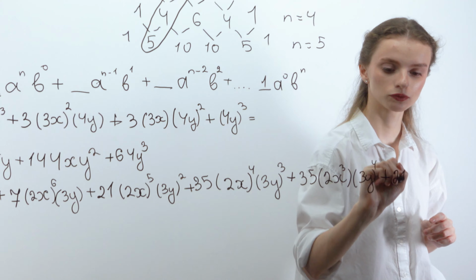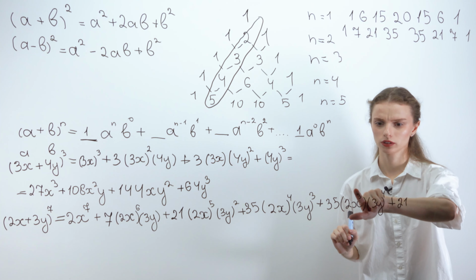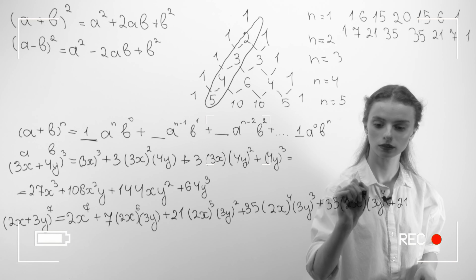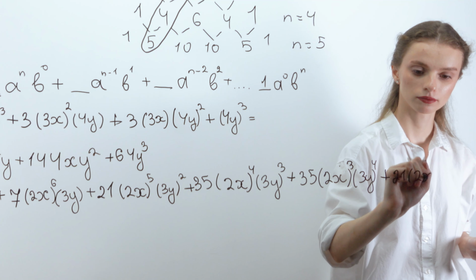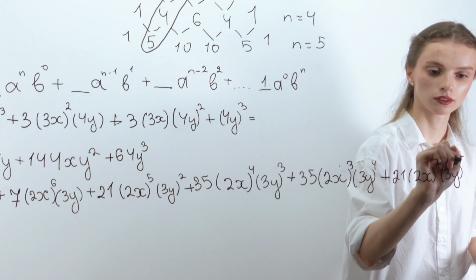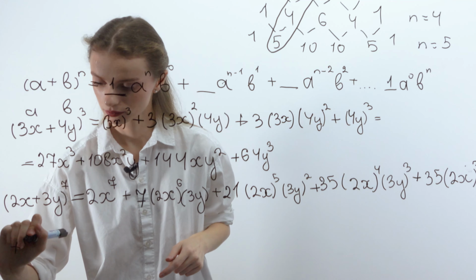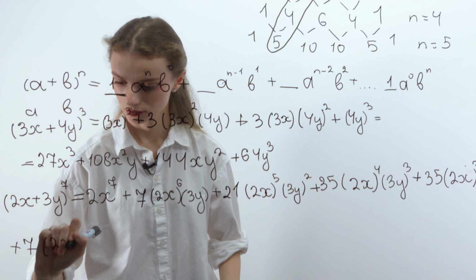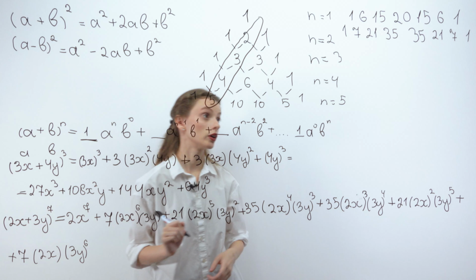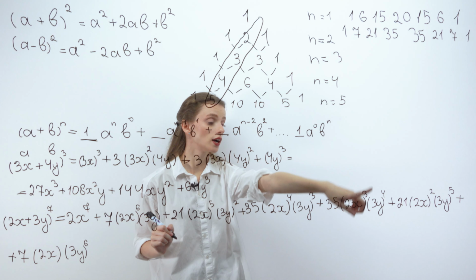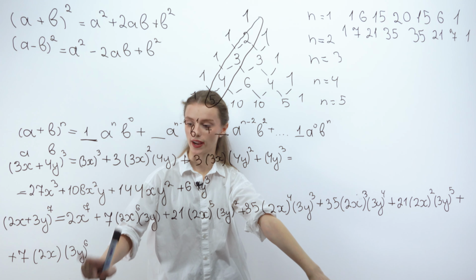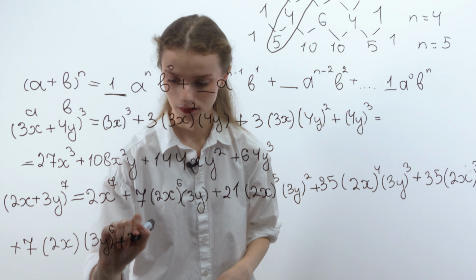21. 21, then what did I do here? Okay, so 2x to the 2nd power, 3y to the 5th power, plus 21, then I have 7, 2x to the 1st power, and then 3y to the 6th power. Okay, finally, my coefficient is 1, and 2x to the 0 power is just 1, so I have 3y to the 7th power.